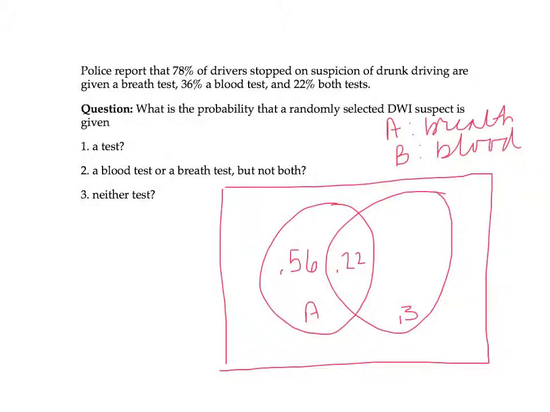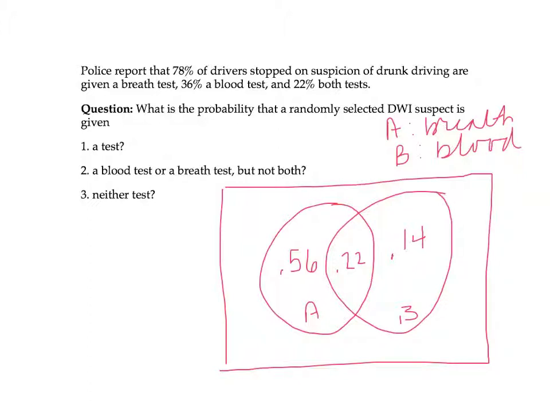And by the same token for B, with a blood test, I had 36% altogether got a blood test. But of that 36, 22% got both. That leaves behind only 14% that didn't get both. But when I add the 0.22 to the 0.14, I get the 36% that had the blood test.